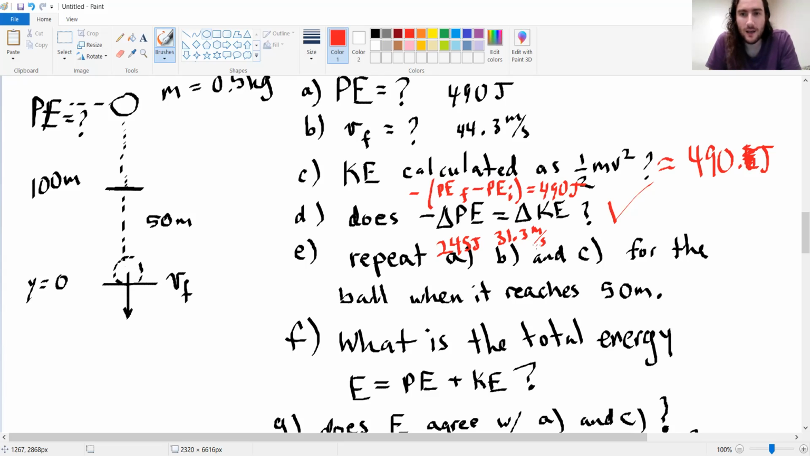And for part C, what is the kinetic energy calculated as 1/2 mv squared? Somebody have it?